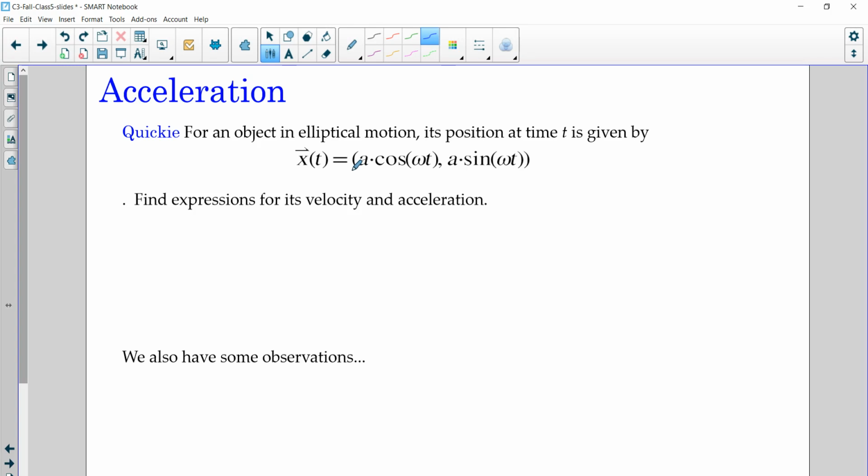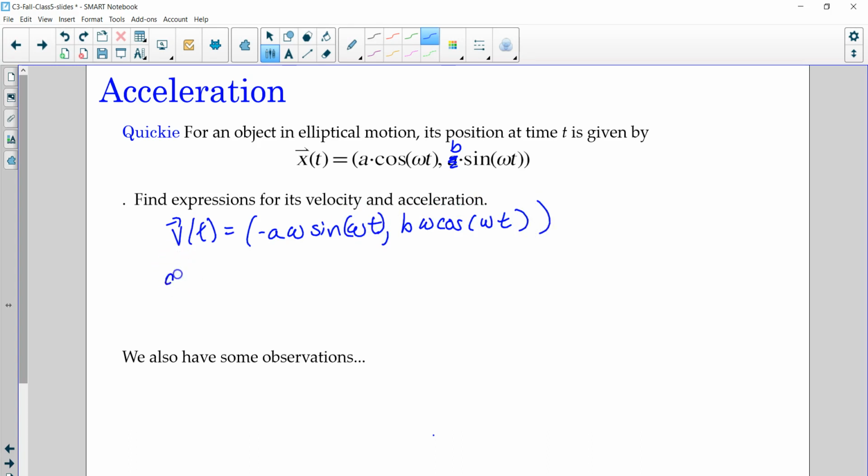All right, and just to check your answers, what we should have got: velocity at time t is going to be negative a omega sine omega t, comma, and this should have been b, I made a typo there, b omega cosine omega t. Okay, and I should put parentheses around there and there.